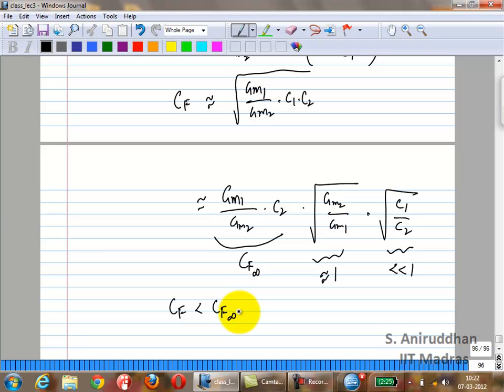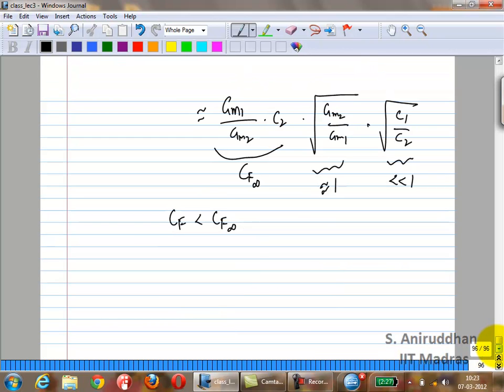Is that clear? Yes, of course, because pole 1 is the one you are trying to set the unity gain frequency. Sorry? Yes, that's right.